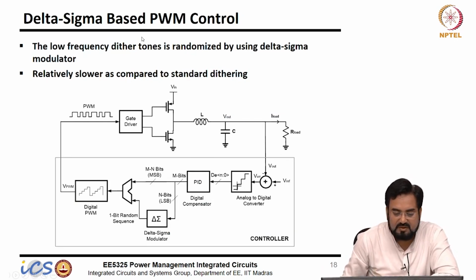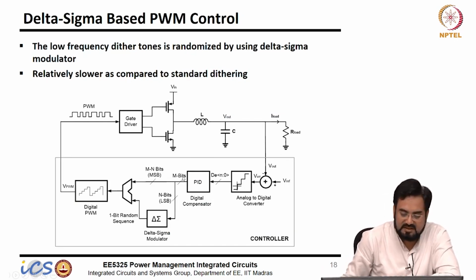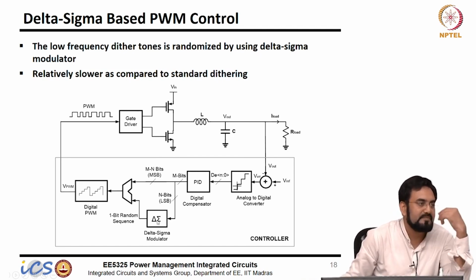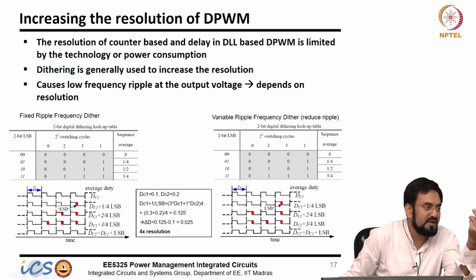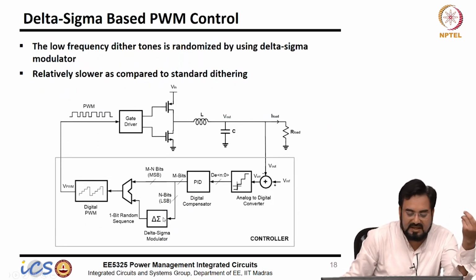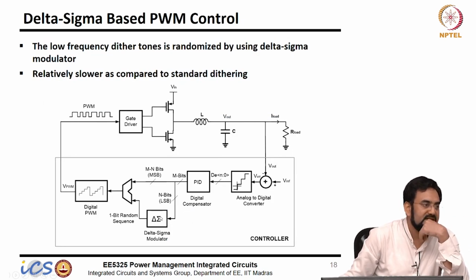So another option could be delta sigma based. This is nothing but more like a dither actually. So how do you dither it? What you do is, let's say I have an m bit code. So n bits go to the delta sigma. So let's say I have a 10 bit code. So 3 bits I can feed to my DPWM and 7 bits I can feed to delta sigma.